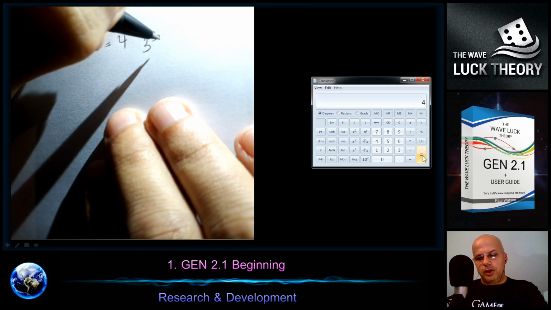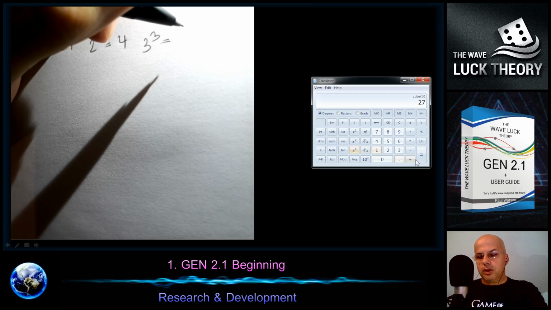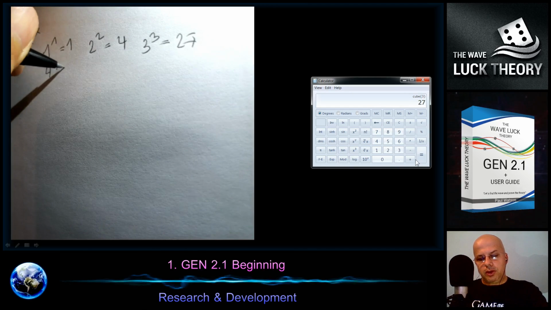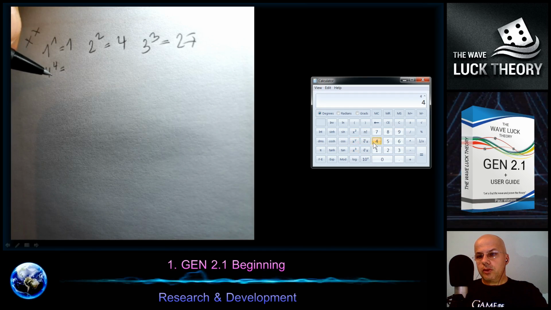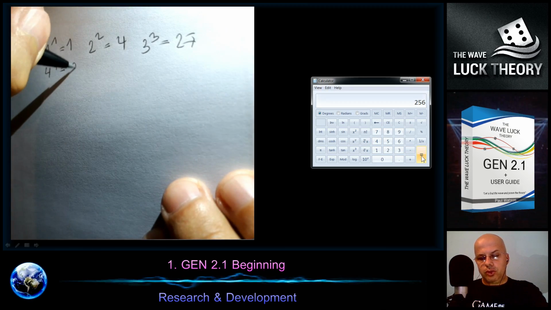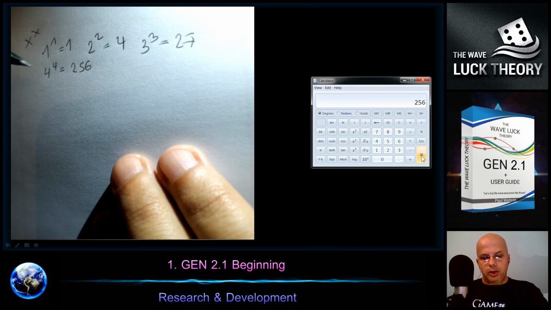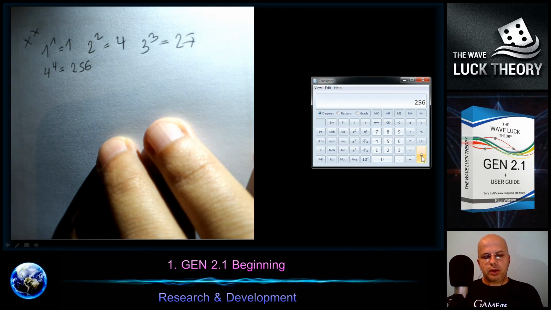3 on 3 is, I think, 27, but let's check it. Yes, 27, and 4 on 4 is much higher, it's 256. Now you can see how it will look, that when I am adding another rating, we are giving more and more value to the higher number of hits.